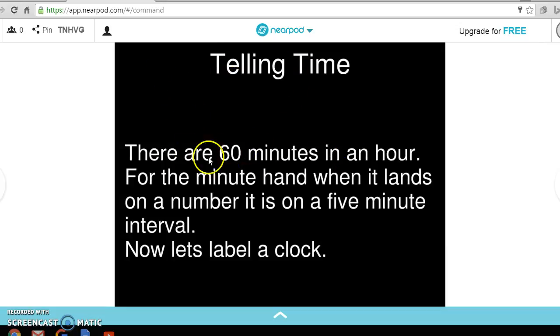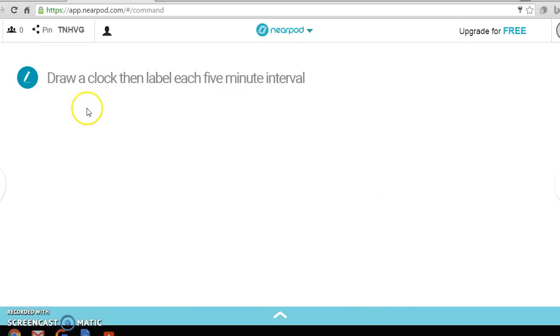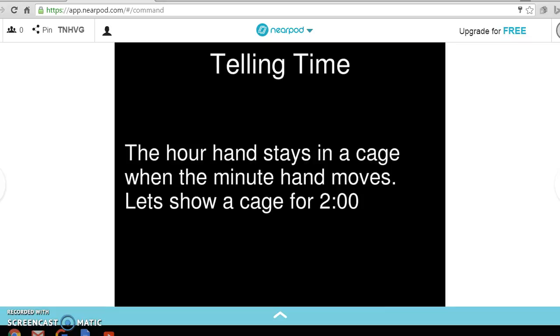There are 60 minutes in an hour for the minute hand. When it lands on a number, it is on the 5-minute interval. You will then draw a clock and label each 5-minute interval on your device.